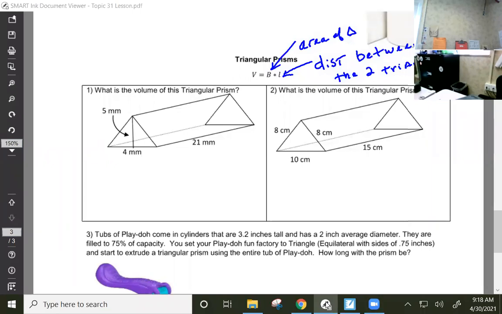Now, on my Canvas, I do have the lecture, how to find areas of circles and rectangles and triangles. So the area of a triangle is 1/2 the base times the height. And remember, the base and height form a right angle.